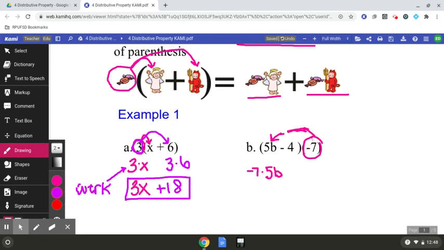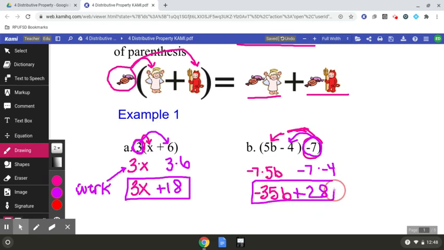Then you're going to take that same negative 7, right? And you're going to distribute it to the negative 4. So now you're doing negative 4 times a negative 7. And you want to make sure you carry those symbols, the negatives. So for the first one, negative 7 times 5 is a negative 35b. And then here, negative 7 times negative 4 is a positive, negative times a negative is a positive 28. So again, this is our answer, and this is our work.